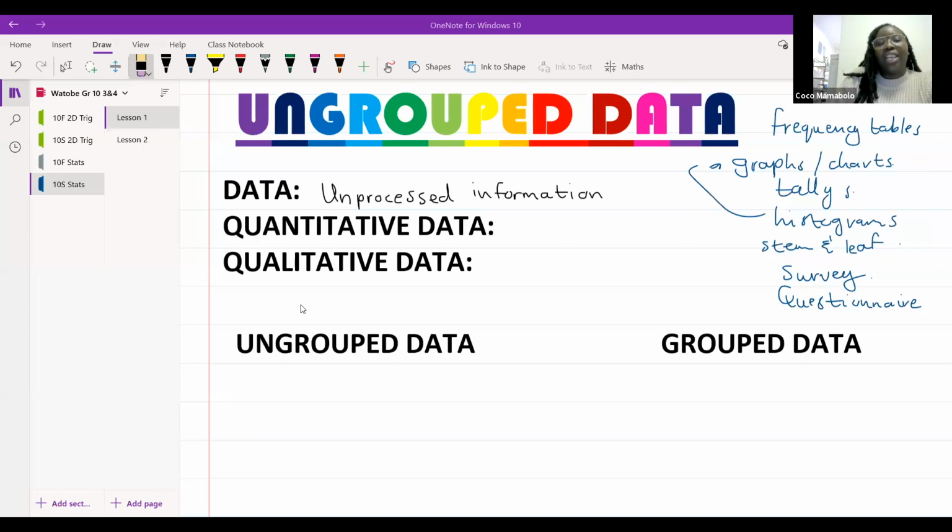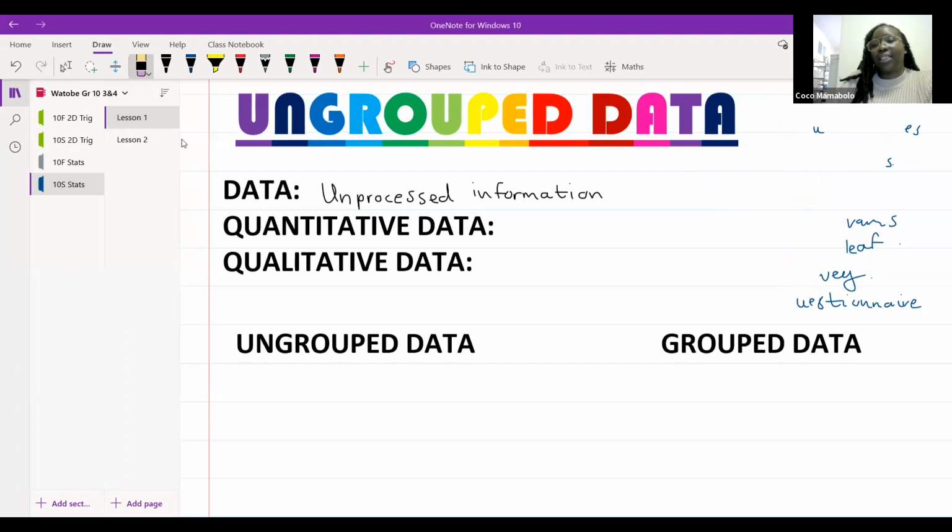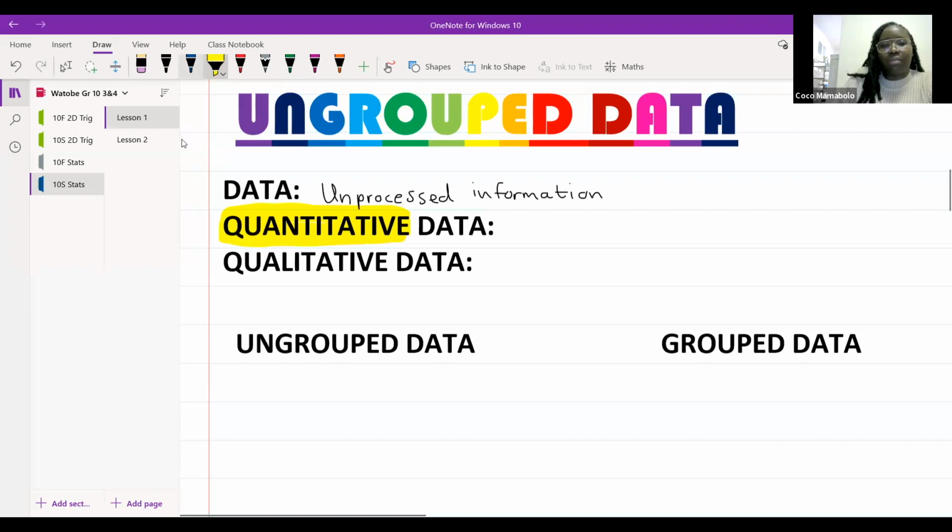Okay, cool. All right, now let's talk about quantitative and qualitative data. Okay, let's think about this, guys. If we look at the word quantitative, what is the root word? What word was quantitative made from? Yes, Queen Jasmine. Quantity. Beautiful. Quantity. And what is a quantity, by the way?